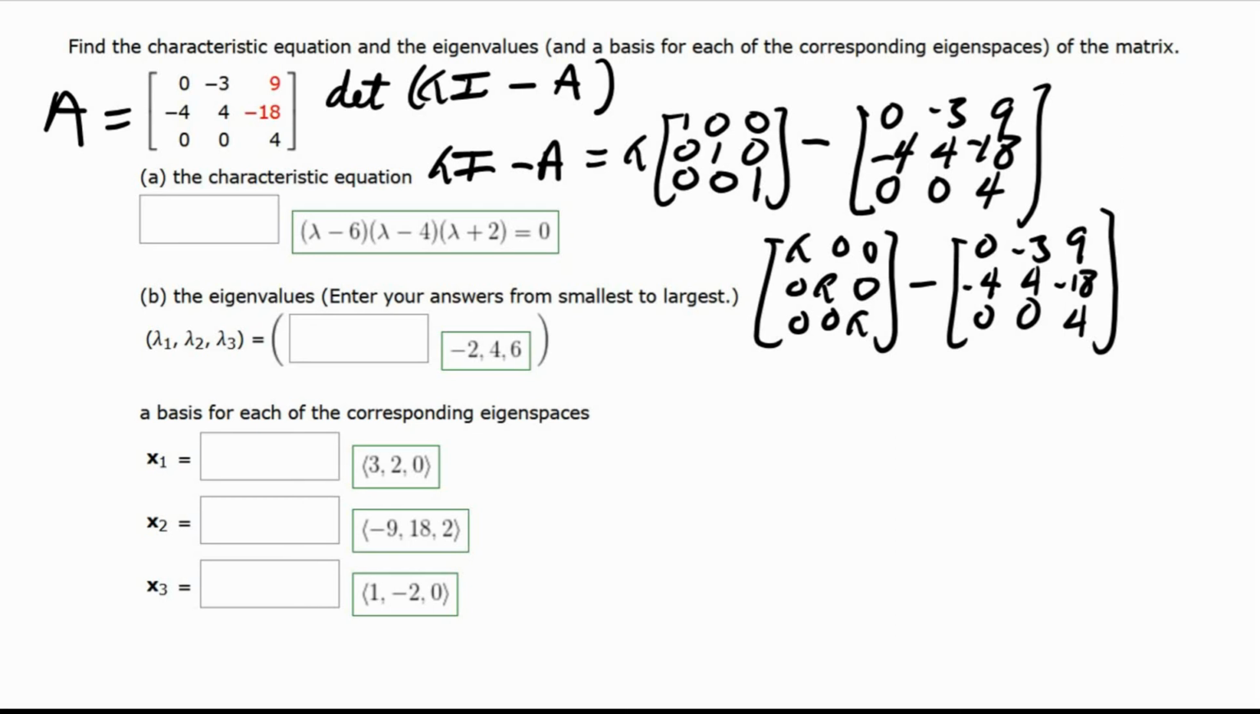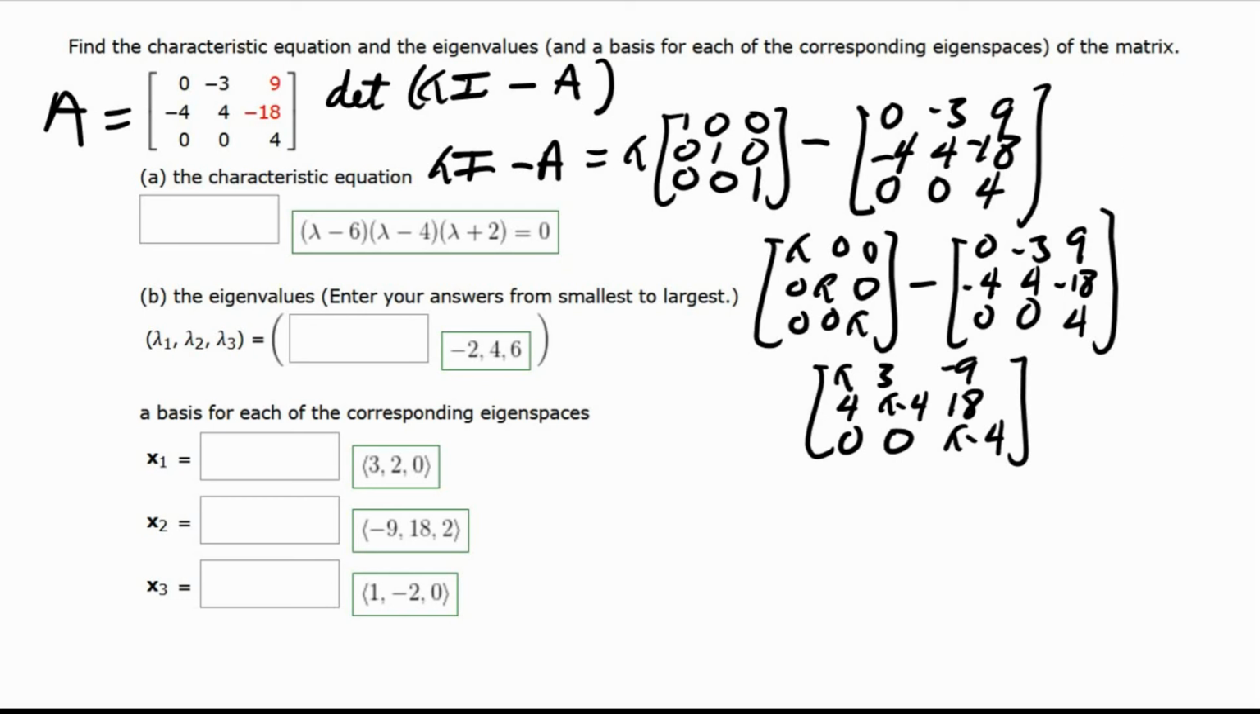And so what that gives us is lambda minus 0, which is just lambda, and then 0 minus a negative 3 is positive 3, 0 minus 9 is negative 9, 0 minus a negative 4 is positive 4, lambda minus 4 is that middle term, and then 0 minus a negative 18 is positive 18, then 0 minus 0 is 0, 0 minus 0 is 0, and then lambda minus 4. All right, so this is the matrix, but we need the determinant.